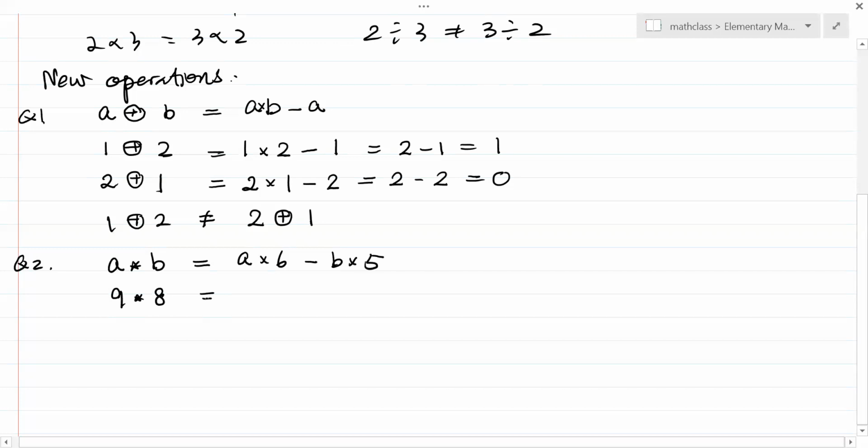So in the place of A, it is 9 times 6. In the place of B, it's 8 times 5. So that's going to be 54, and that's going to be 40. So the answer is 14. Got it?